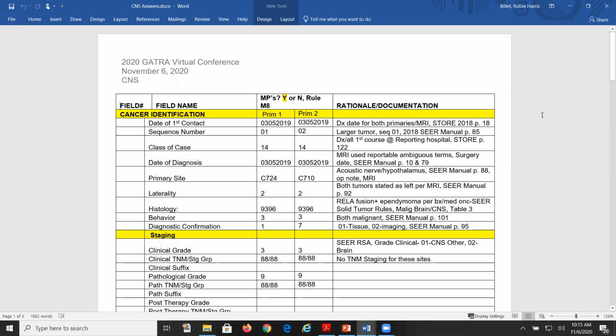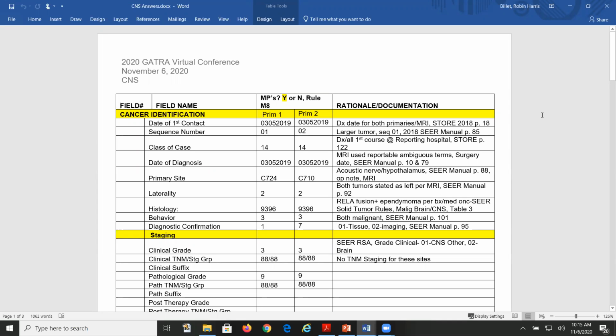Our class of case is 14. The diagnosis and all first course treatment was at the reporting hospital. The date of diagnosis is 3/5/19 per the MRI. The primary sites are C724 for sequence 1, acoustic nerve, and C710 for sequence 2, hypothalamus. The laterality for both is 2 for left.